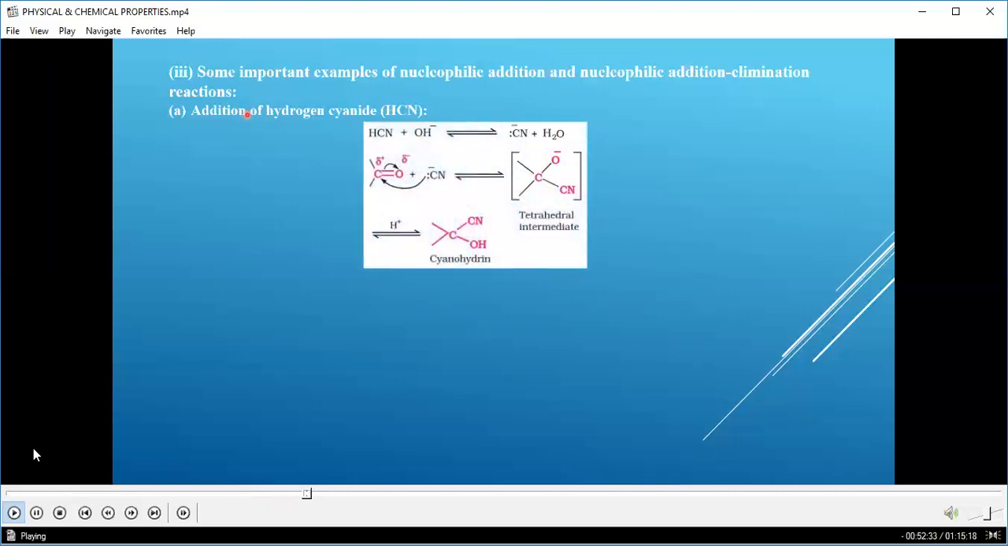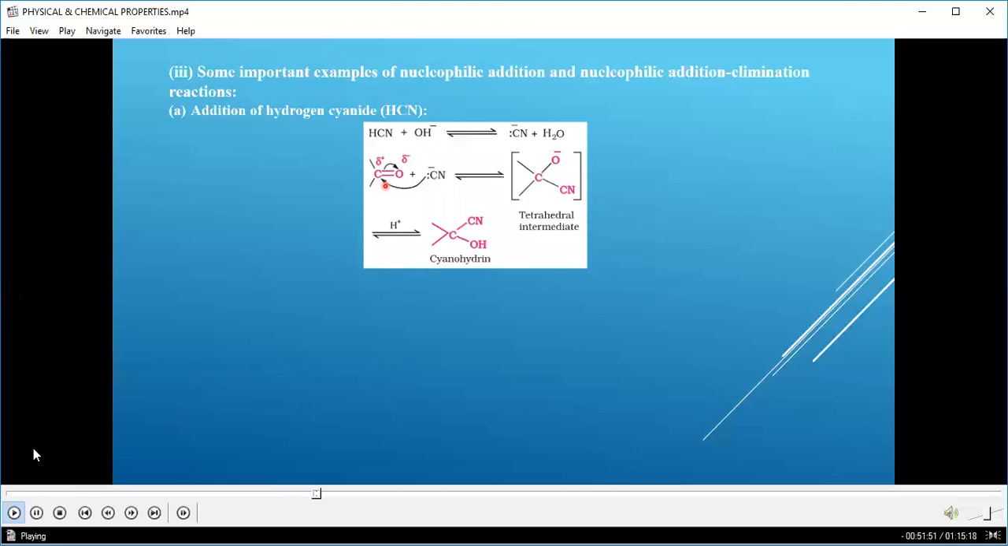Now first let us see the addition of hydrogen cyanide. We have the carbonyl group present in aldehydes as well as in ketones. Here is how the reaction takes place. CN minus is a nucleophile, that is the cyanide ion, but the cyanide ion cannot be obtained directly, so we need to release it from a respective compound. That is, we take hydrogen cyanide. When hydrogen cyanide reacts with a base, it produces cyanide ion and water.